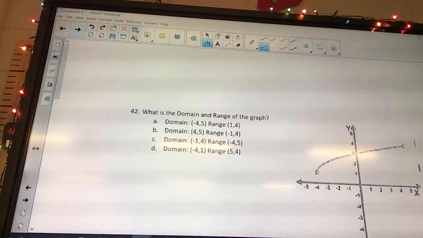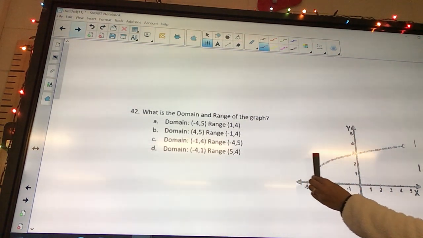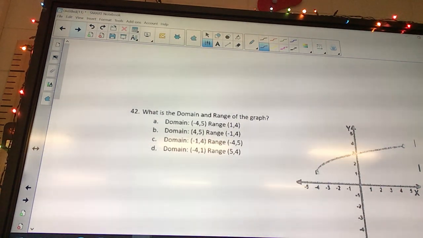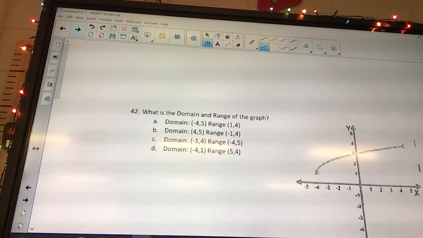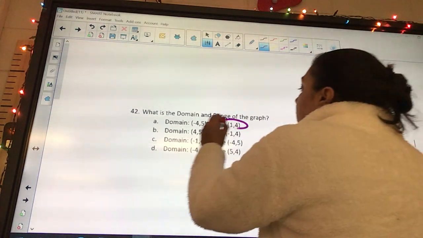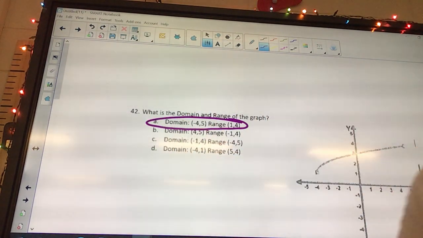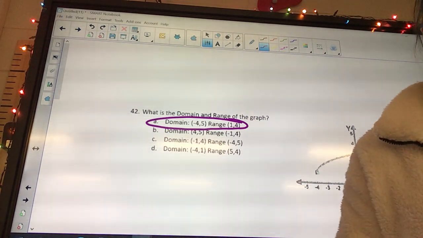Alright. Okay, so just for a quick reminder, so our domain, we start here. What's the first piece of the graph it's going to touch? -4, and what's it go to? It goes to 5. So what answer choice is that going to be? -4 to 5. A. Okay, so you don't even really need to do the range part. But if two of them had a choice of -4 or 5, then you need to check the range too, okay?